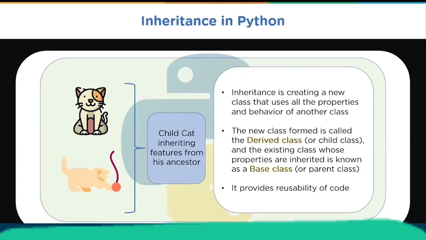Now, inheritance. What is inheritance? Inheritance is something which you derive from a parent. So, inheritance is like creating a new class that uses all the properties and behavior of another class. The new class is called the derived class or the child class, and the existing class whose properties are inherited is known as a base class or parent class. The usage of inheritance is the reusability of code. So if anything is defined in the parent class, then you don't need to rewrite that code in the child, you can just inherit it.